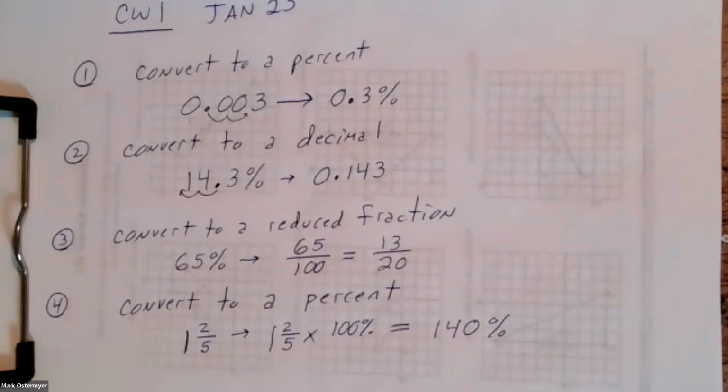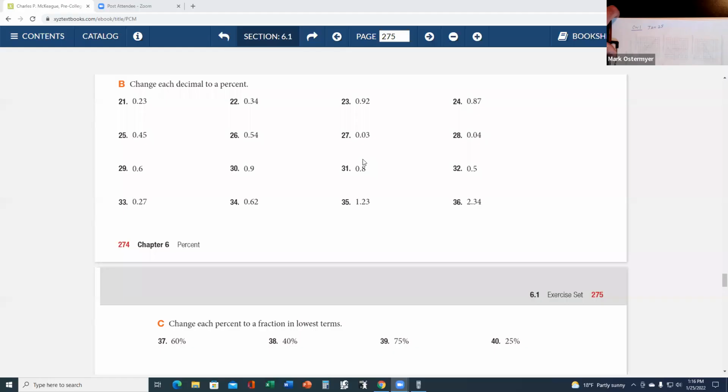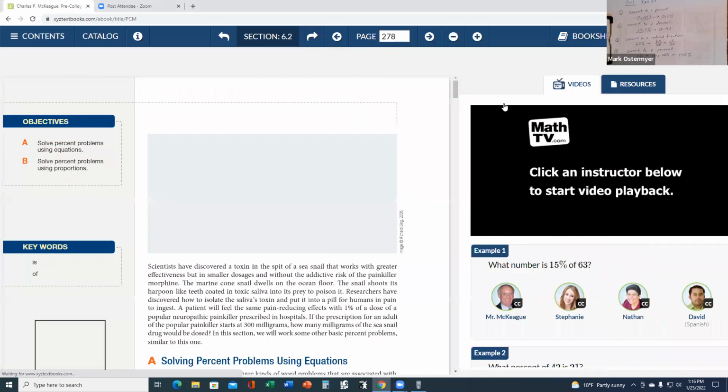How did we do on that? Get that correct? Yes. All righty. Let's move on to the next section. 6.2 is awaiting us. All right, so yeah, that'll be classwork number 1. All right, section 6.2. Let's see what it's all about.